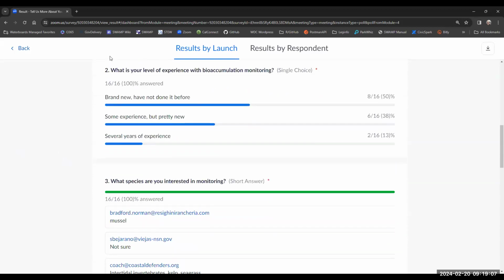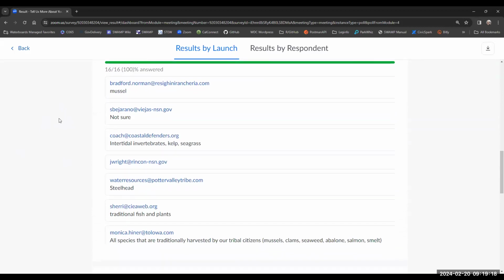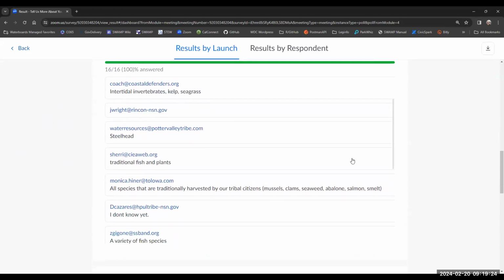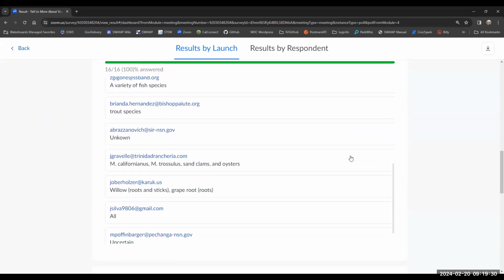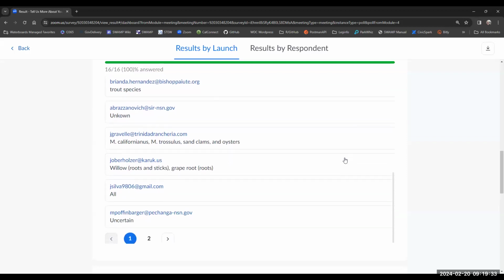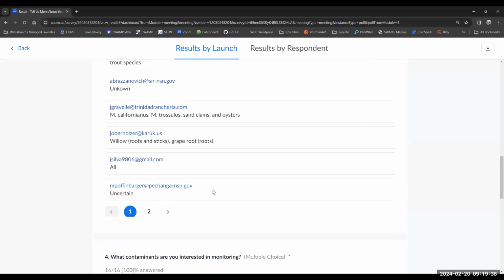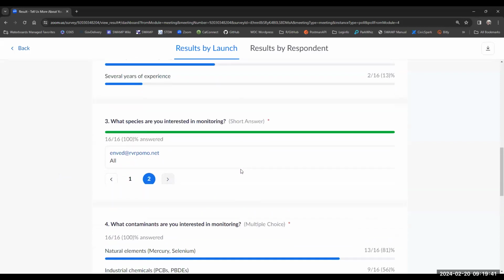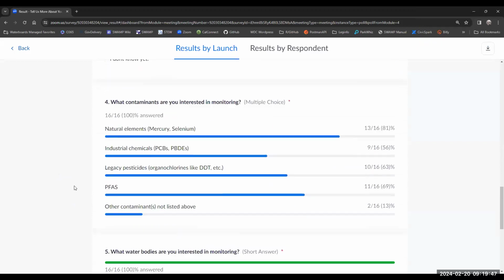So we got the level of experience. It's a nice combo, which is great. So that means we can all teach and learn from each other. Mussels, in terms of species, inverts, kelp, seagrass, steelhead, traditional fish and plants, unsure, also love those answers. Great. All the things. That's a common desire for us too.